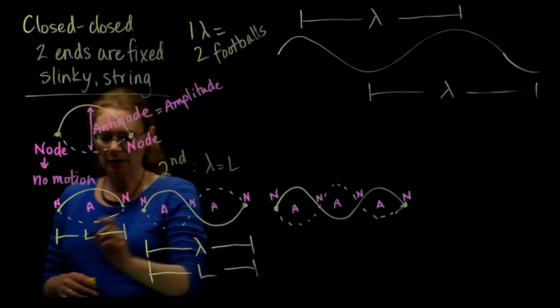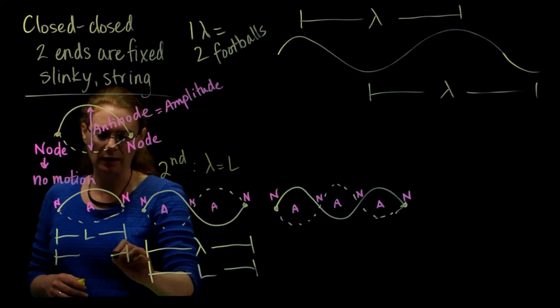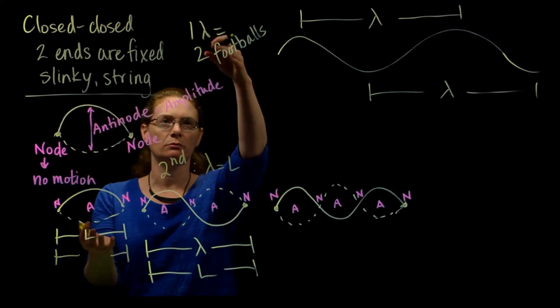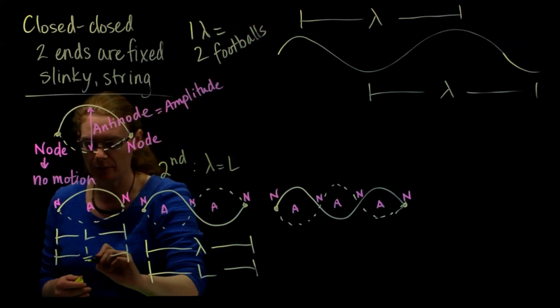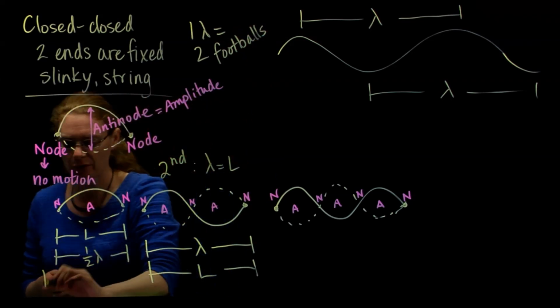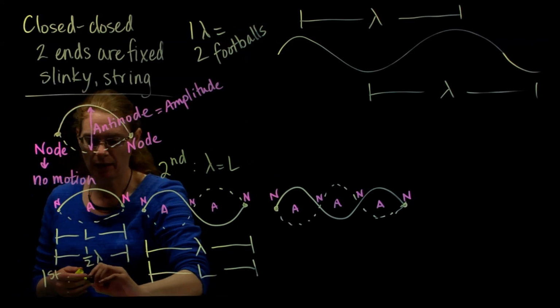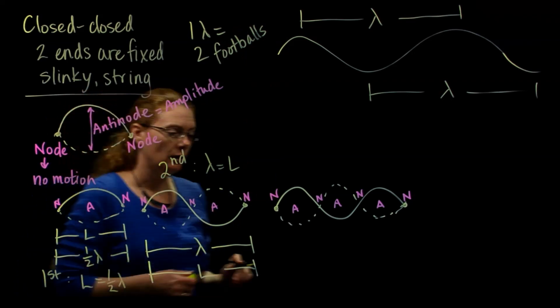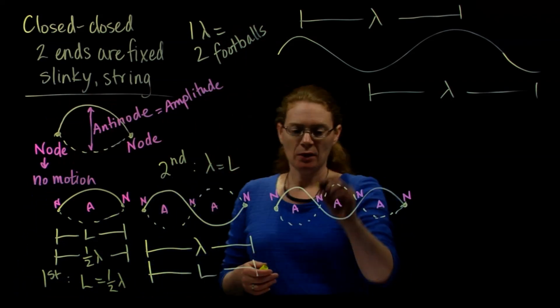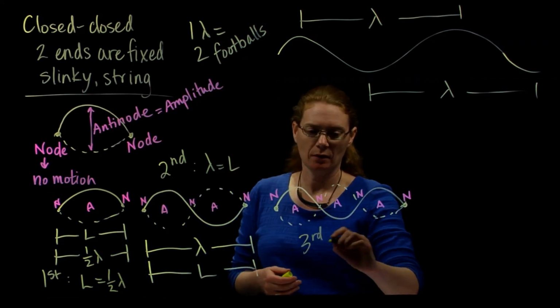For a first harmonic, how much of a wave is 1 football? Well, if 2 footballs is a full wave, this is a half of a wave. So for the first harmonic, we have the length is equal to half of a wavelength. And then we can go up to the third harmonic. So for the third harmonic, can you see it?